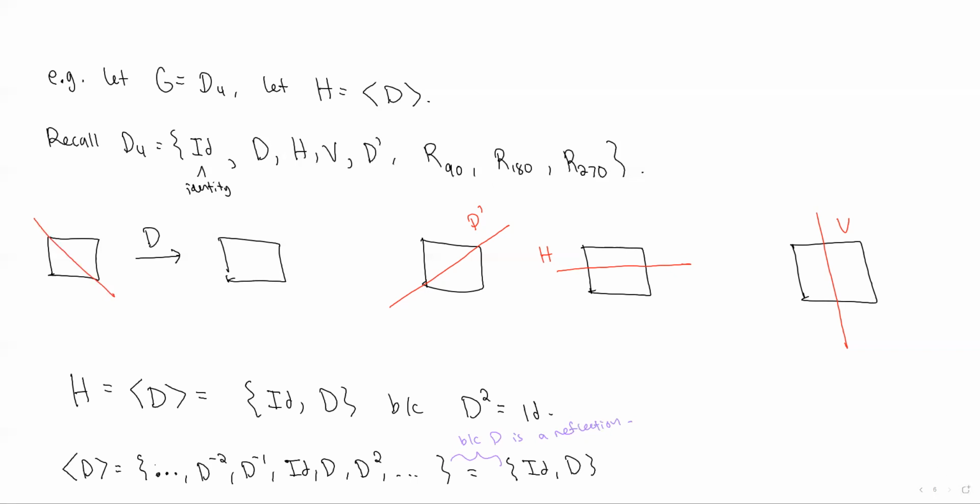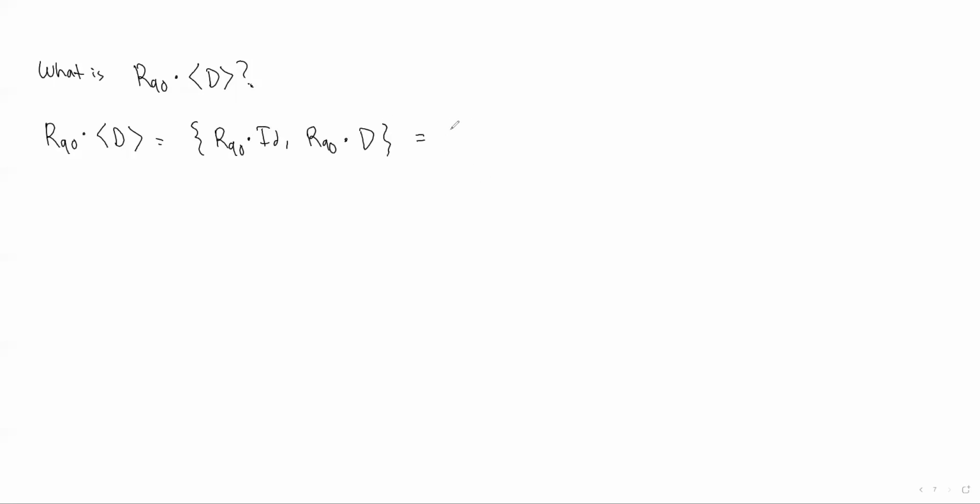Okay, now what are the cosets? So let's find, let's say, R90 times the subgroup. So R90 times H, you just apply R90 to each element. So you do R90 times the identity and R90 times D. So you get R90 and R90 times D. What is R90 times D? Okay, so to calculate it, I want to do a quick aside.